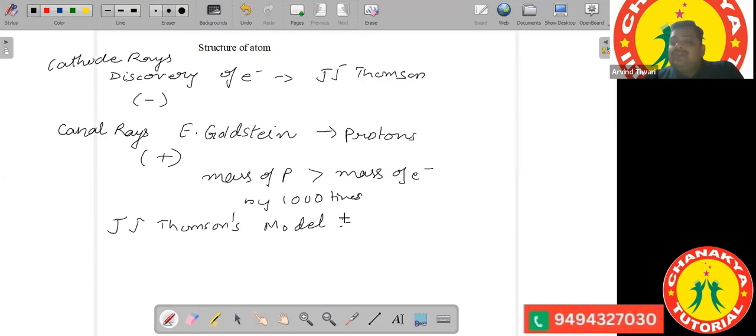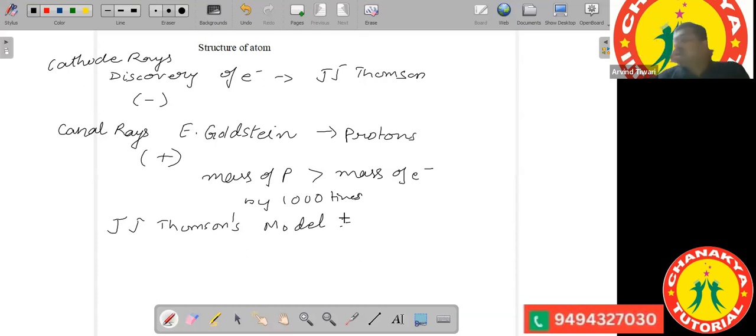What he thought was that in the atom, the protons are positively charged and electrons are negatively charged. So inside the atom, what should happen? The protons should occupy the major space since they are positively charged and heavy. So they should occupy a greater space, but the electrons should occupy a lesser space. On the basis of this he gave the plum pudding model, right?